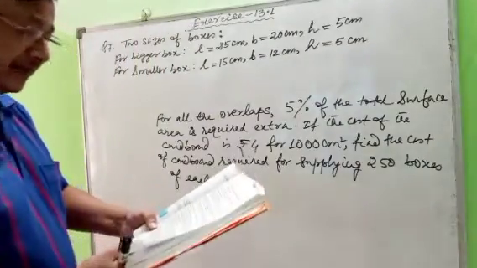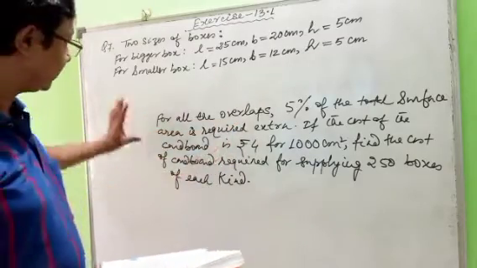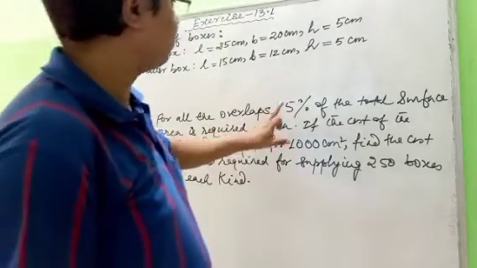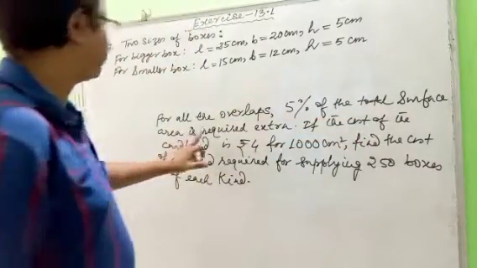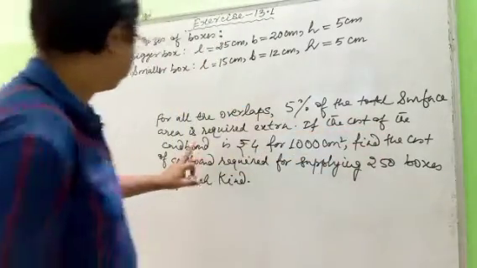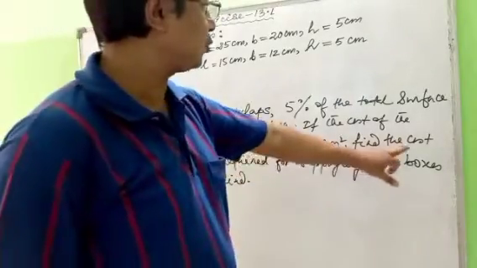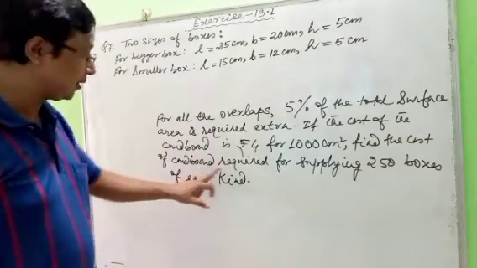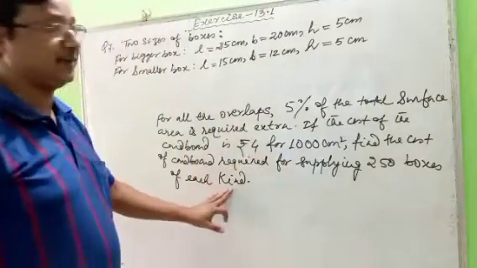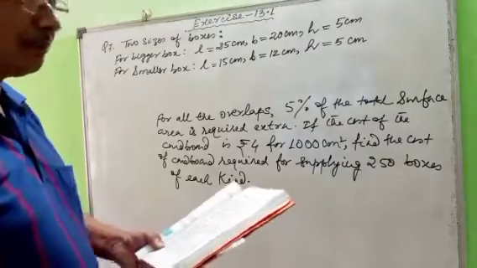Now here they have given that for all the overlaps, 5% of the total surface area is required extra. If the cost of the cardboard is rupees 4 for 1000 centimeter square, find the cost of the cardboard required for supplying 250 boxes of each kind. So the question is very lengthy, that is why we will go part by part.